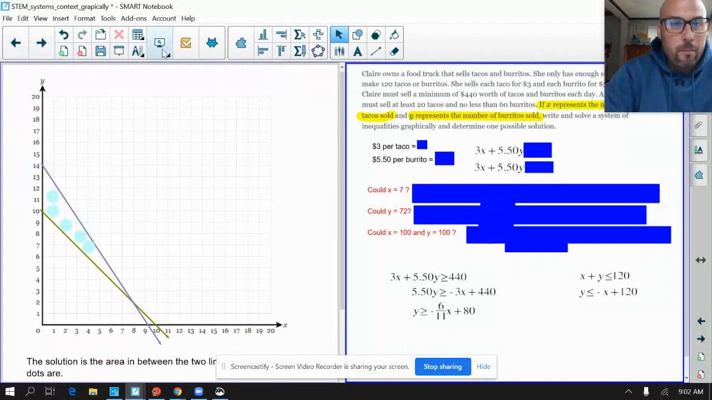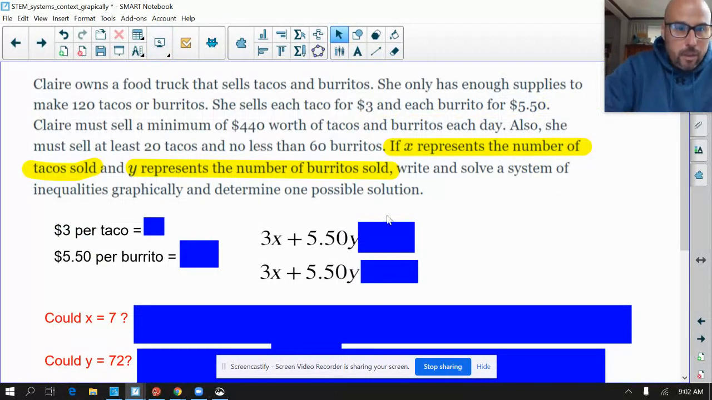One more example to go. This one has 4 constraints. Claire owns a food truck. She only can make 120 tacos or burritos. Okay, she sells tacos for $3, burritos for $5.50. She must sell a minimum of $440 worth of stuff. And she must sell at least 20 tacos and no less than 60 burritos. Wow. That's 4 things that Claire has to watch out for. She can only make a maximum of 120 items. She needs to sell at least $440 worth, at least 20 tacos, and at least 60 burritos.